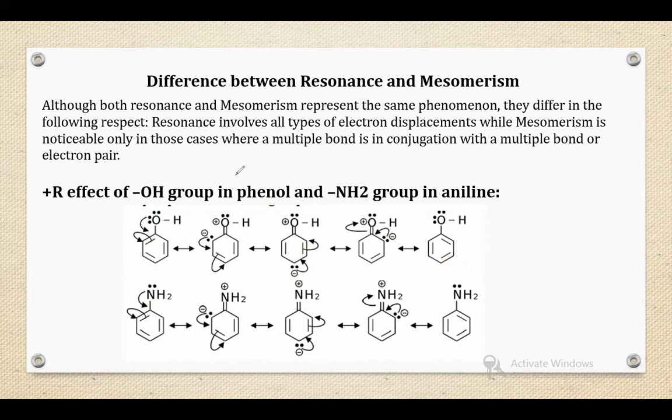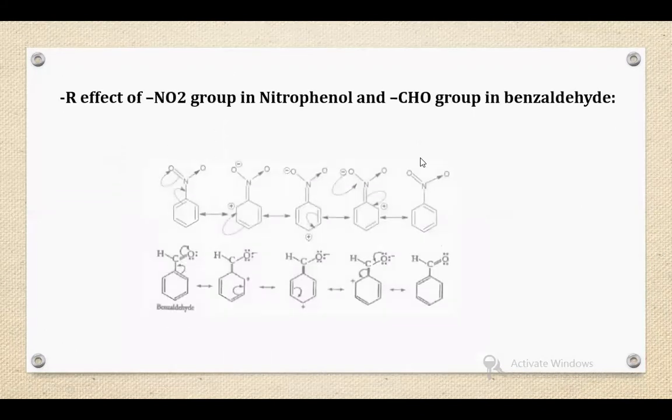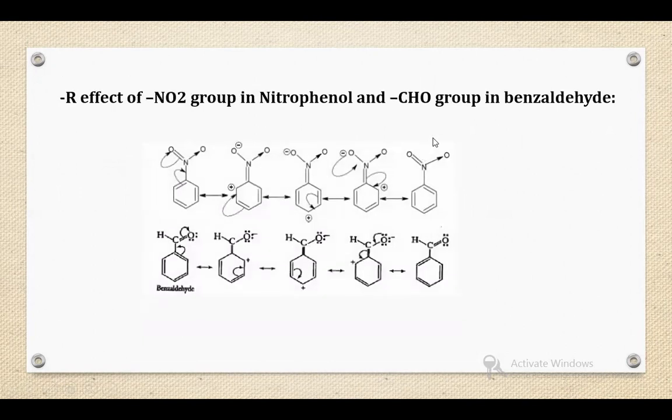Similarly, as with the plus R effect, we notice the minus R effect, especially in C6H5NH2 aniline, as well as in the aldehyde group CHO, benzaldehyde C6H5CHO. Both are electron withdrawing. If they are taking away electrons, then what happens?